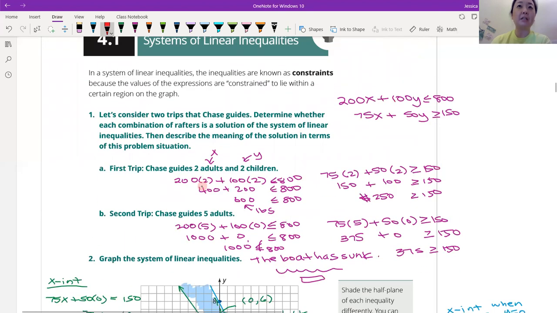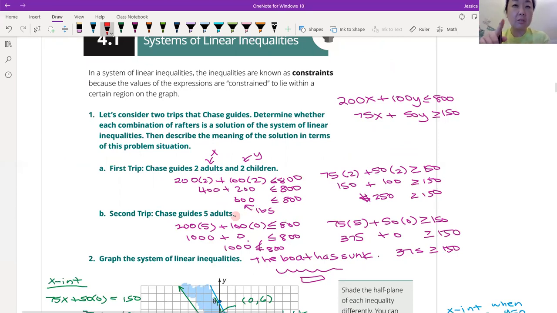Okie dokes. So if you take a look at this, this is what we talk about, constraints. So here I just copied down the inequalities. So on the first trip, Chase guides 2 adults and 2 children. So what does that mean? So we plugged in 2 adults, 2 children, and we get a total of 600. That means that, not including the boat, on that boat is 600 pounds.